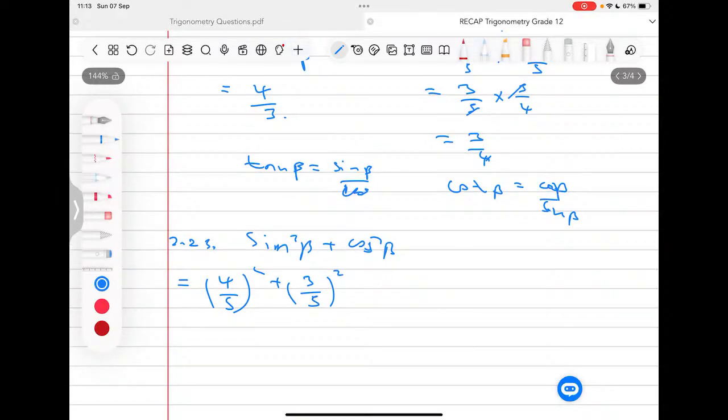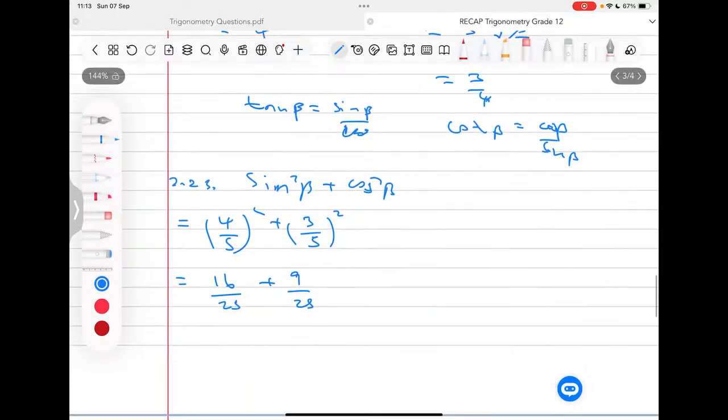Now, when one solves this, you'll get that this is a 16, this is a 25, because you're squaring this and this. And here you will have a 9 and a 25. And if you look at your LCM as a 25, then I'm just going to add the 2, you get the 25 as well, right? Because 16 plus 9 is a 25. And this reduces down to 1.